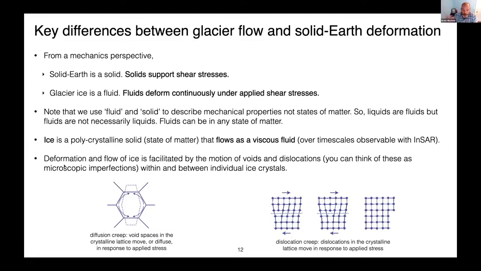Now, the deformation and the flow of ice is facilitated by the motion of voids and dislocations. You might think of these as imperfections at the molecular scale in the material. And these voids and dislocations are able to move within and between individual ice crystals. Two primary modes of deformation that we'll talk about here today. There are others, but these are just the basic ones.